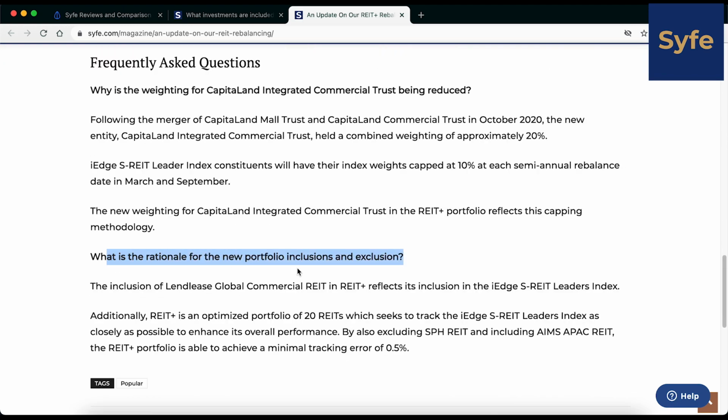Okay, what is the rationale for the new portfolio inclusion and exclusion? They even explain it even though they don't have to explain. Okay, so because Land Lease REIT is newly added into the iEdge S-REITs Leaders Index, they want to track the index as much as possible.